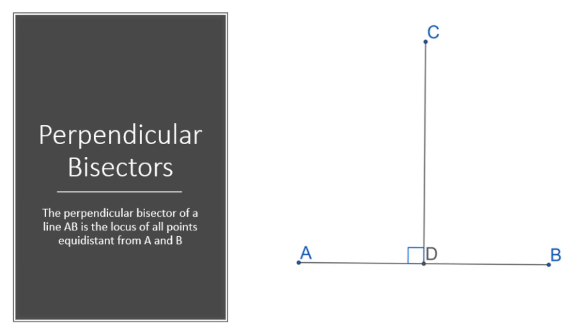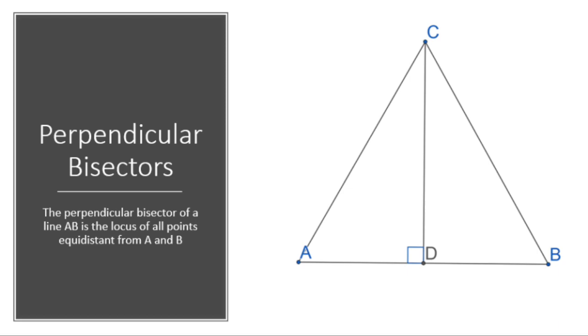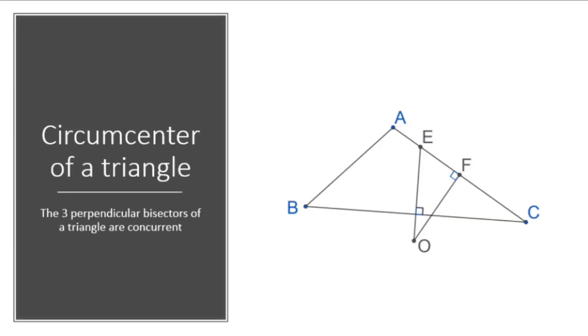Given a line segment AB, assume that CD is the perpendicular bisector of AB in this figure. This means D is the midpoint of AB, and CD is perpendicular to AB. The locus of all points equidistant from A and B is the perpendicular bisector of line AB, which means AC equals BC. And so let's say we've got F in this case. F divides AC into AF and FC, which are equal, and it's a perpendicular bisector, so it forms a 90-degree angle.